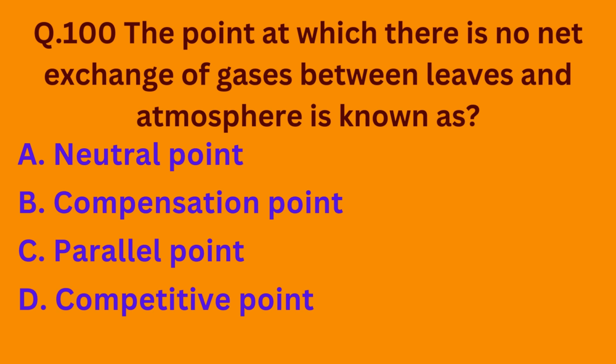Question number 100. The point at which there is no net exchange of gases between leaves and atmosphere is known as option A neutral point, option B compensation point, option C parallel point, option D competitive point. So the correct option is option B. Compensation point is where there is no exchange of gases between leaves and atmosphere. The correct option is option B.